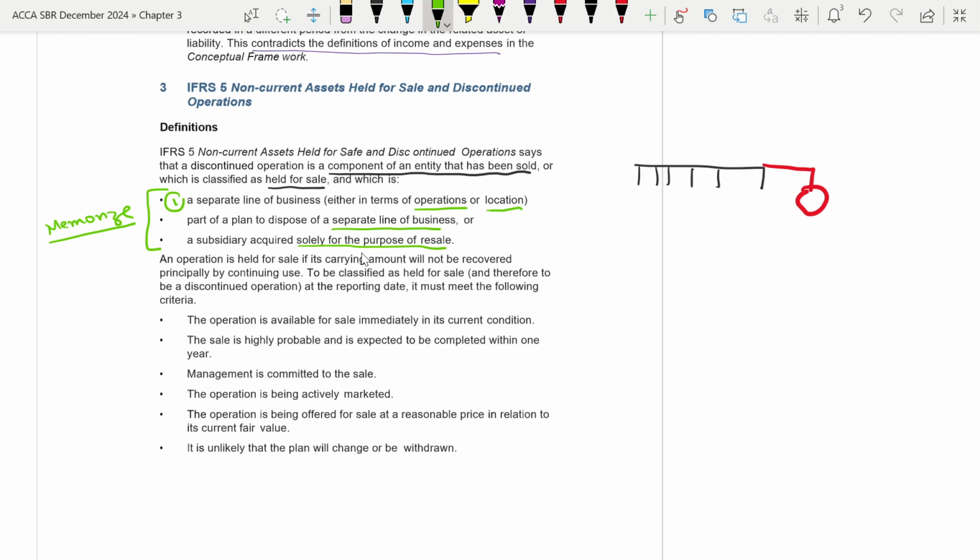An operation is held for sale if the carrying amount will not be recovered by its use. What is the carrying amount? Any idea about carrying amount? What is the formula for carrying amount? Tell me if you have any idea. Any idea about this, Mariam?